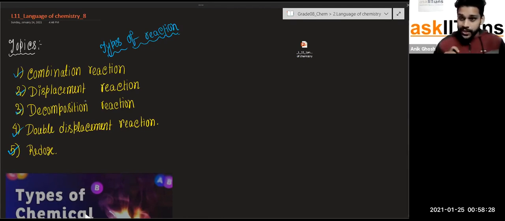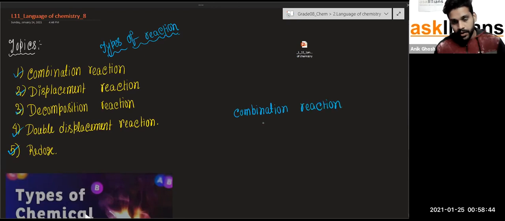So the first thing is combination reaction. Now we will start with combination reaction. So it's a very simple reaction. Okay, so it goes on like this.